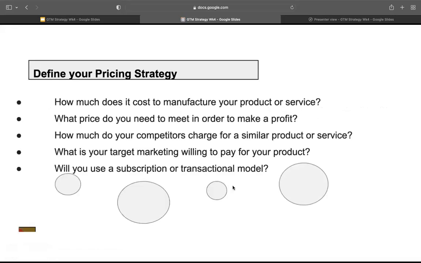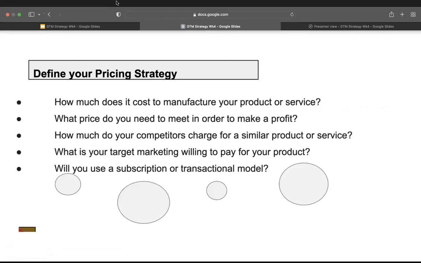Today we're going to pricing strategy. So how do you define your pricing strategy? You need to know how much it costs to manufacture your product or your service. That means how much does it cost to build that app or that website? Then what price do you need to meet in order to, sorry, give me a minute.